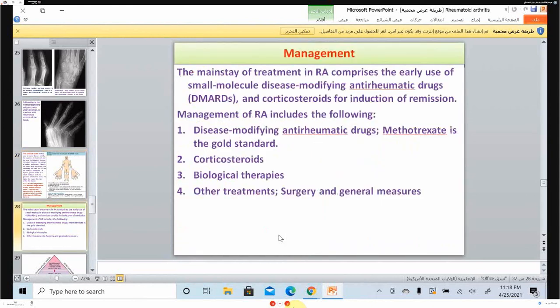The mainstay of treatment in rheumatoid arthritis comprises the early use of small molecule disease modifying anti-rheumatic drugs and corticosteroids for induction of remission. The first drug we use is disease modifying anti-rheumatic drugs. Now we will take examples of them, number one, and methotrexate is the gold standard among them.